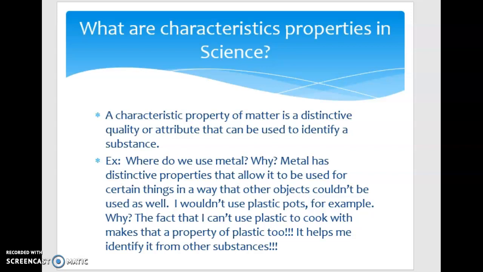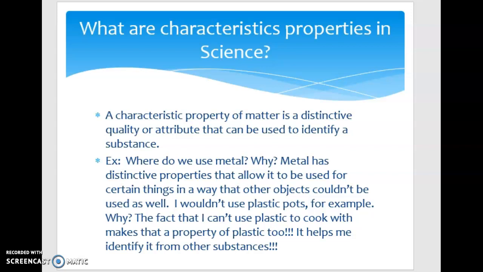So, characteristic properties in science. A characteristic property of matter is a distinctive quality or attribute that can be used to identify a substance. For example, if I said to you that something is small, it is round, it is red, it smells good, it tastes good, many of you would probably guess that I'm referring to an apple. So characteristic properties can be used to identify a substance.